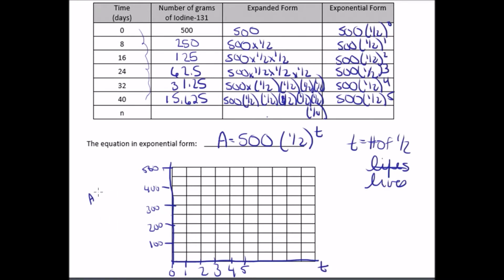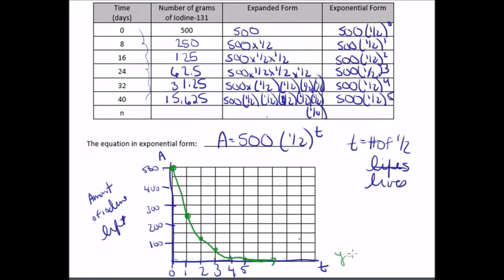A is going to be the amount of iodine left. Okay, and we're going to go ahead and plot the 500, the 250, the 125, the 62.5, the 31, the 15, okay? Okay, so this is going to go as an arrow. Okay, so there's that.